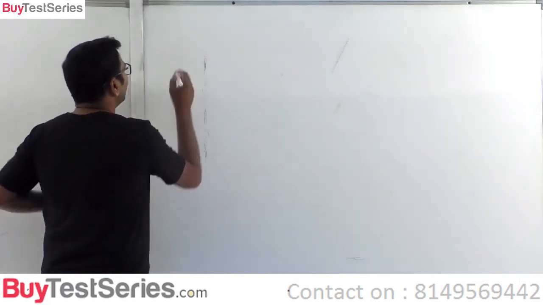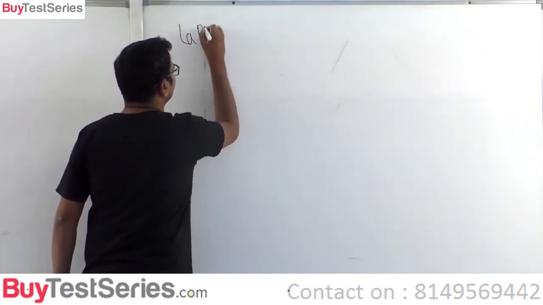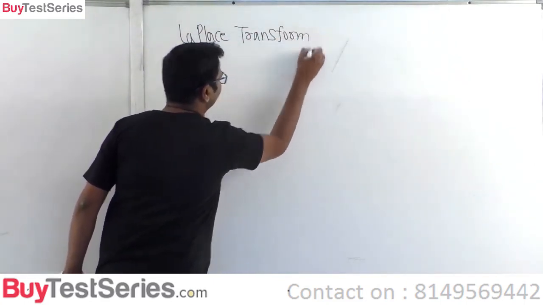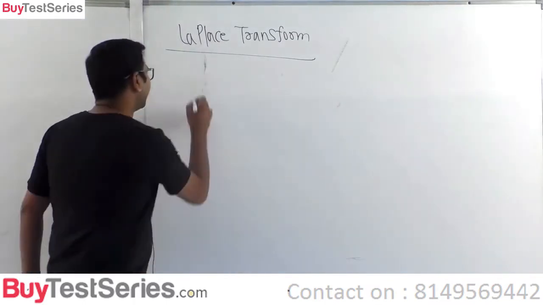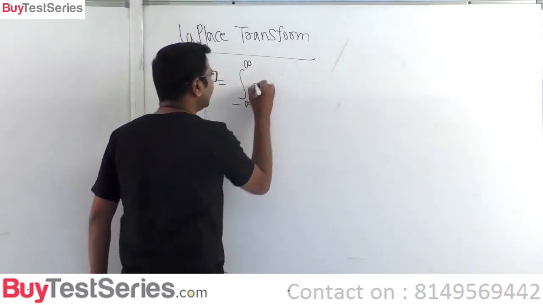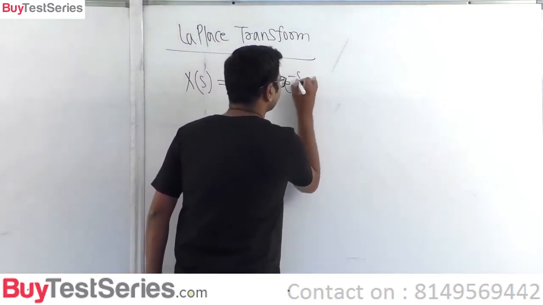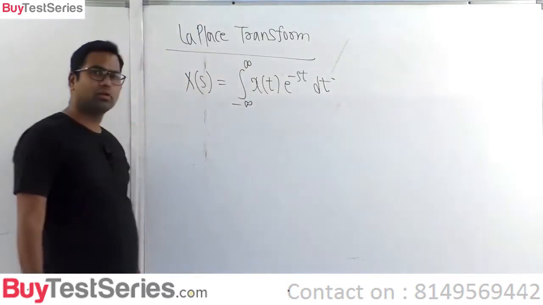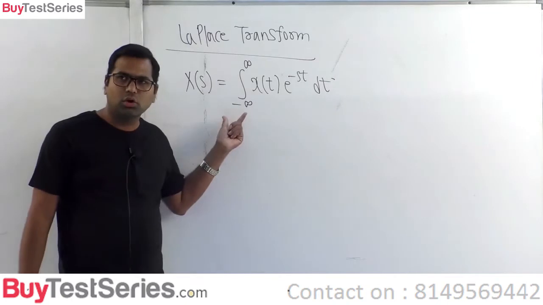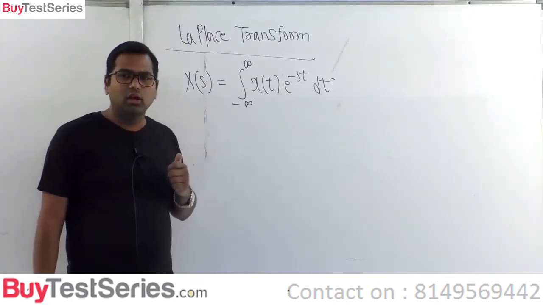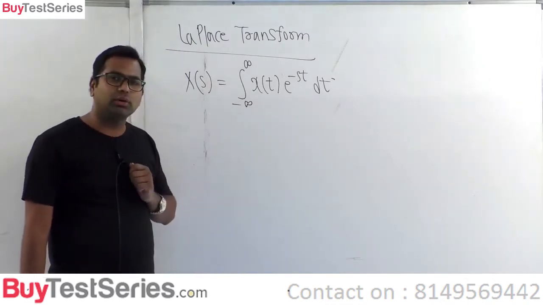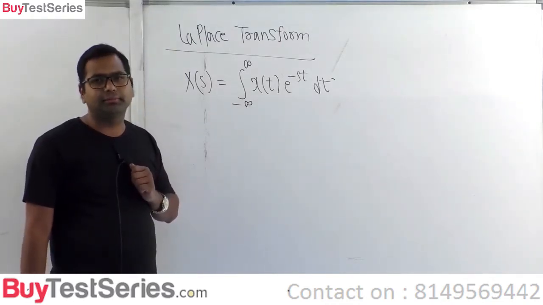Next, how do we define the Laplace transform? The Laplace transform, as we have seen, can be defined as capital X of s is equal to the integration from minus infinity to infinity of x of t e raised to minus st dt. Such a definition is called the bilateral or two-sided Laplace transform. Why is this called bilateral or two-sided? Because the limits of integration go from minus infinity to infinity.